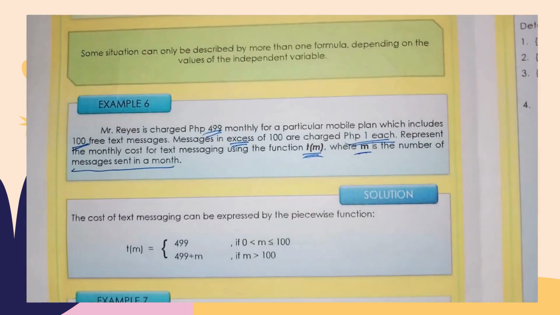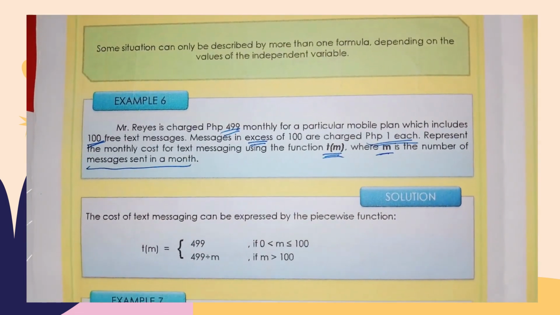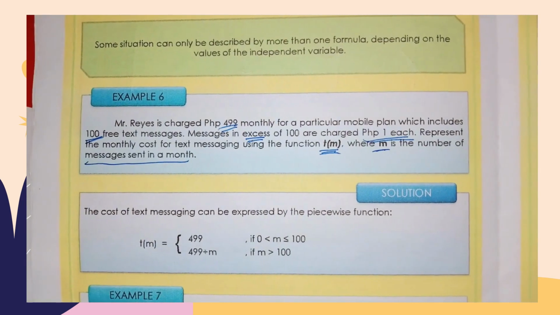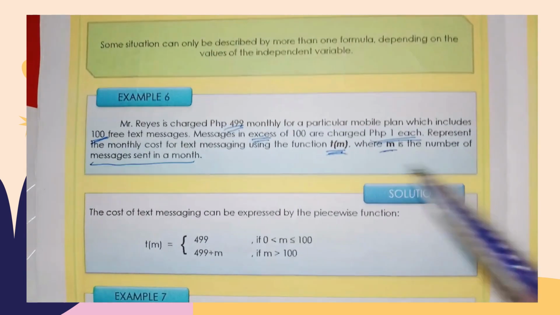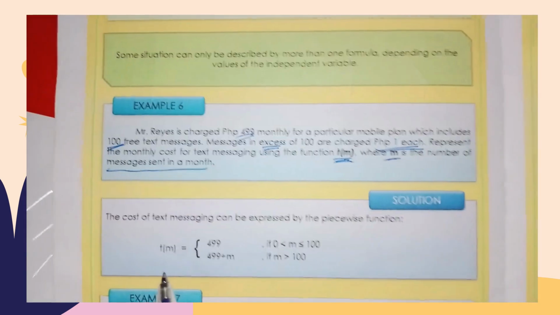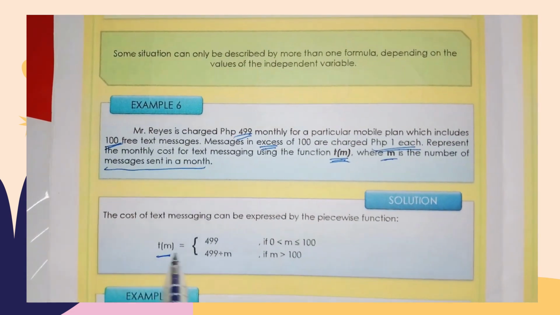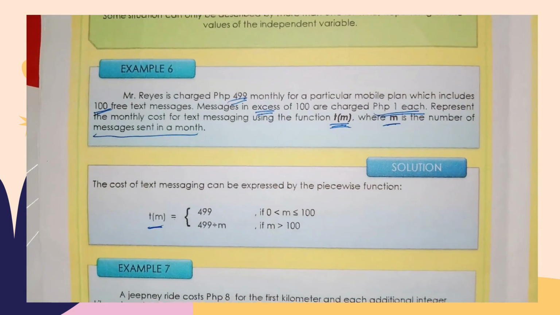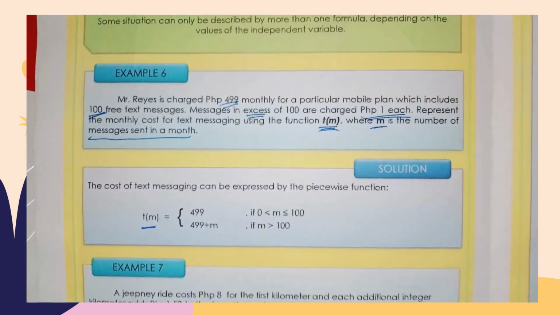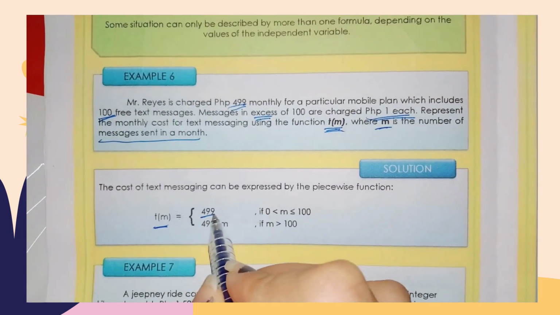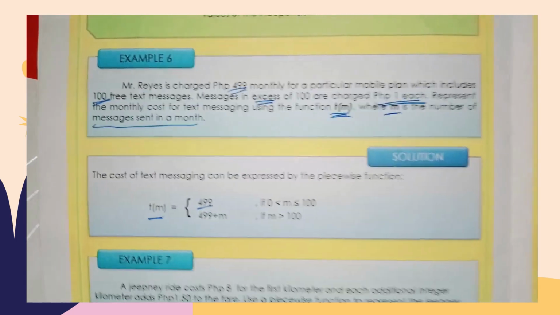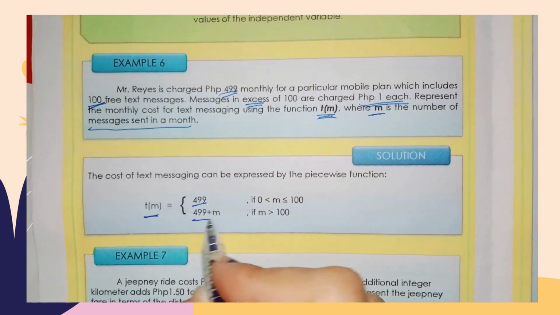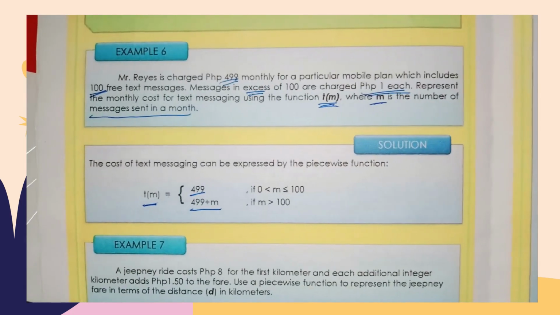Okay, so, paano yung gagawin natin? So, sabi niya, we need to represent it using T of M. Ito siya, kinopya lang siya dito. T of M is equal to, so, dahil nga ito ay piecewise function, dapat meron tayong mga condition. First condition is 499 pesos monthly. And then the other one is 499 pesos plus M.